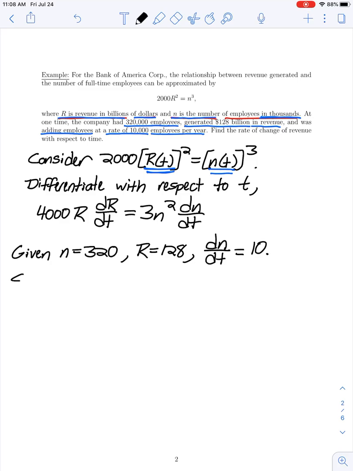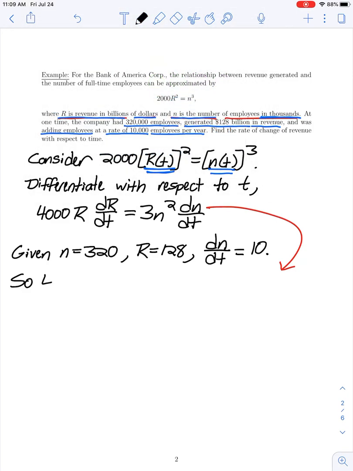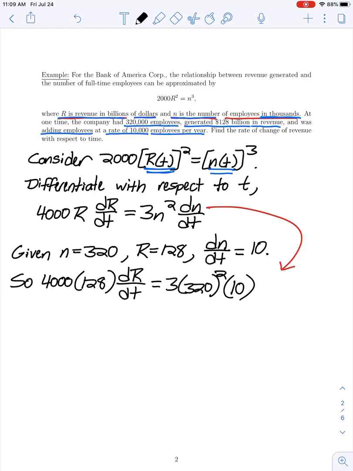So taking these values and substituting into the equation that we had relating these rates, let's see what we get. So we have 4,000 times r, which was 128, times the derivative of r with respect to time, is equal to 3 times n squared. Now n was 320, so we're squaring that, and then multiplying by dn/dt, which was 10.